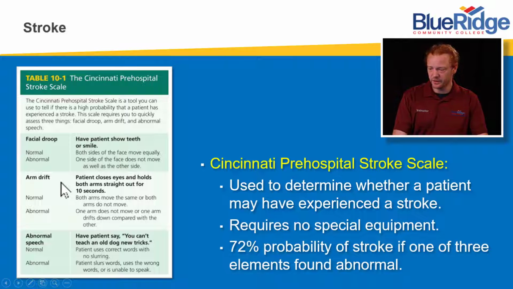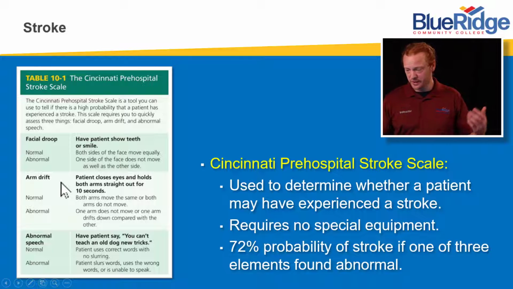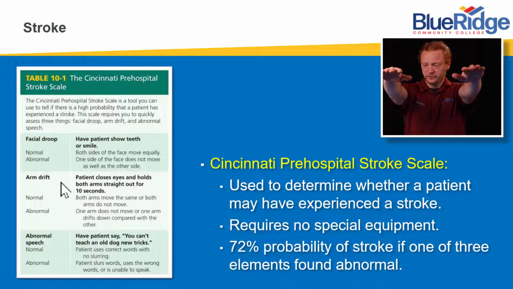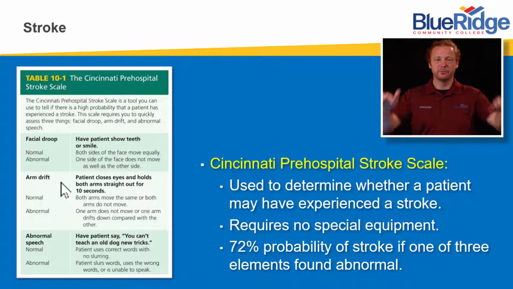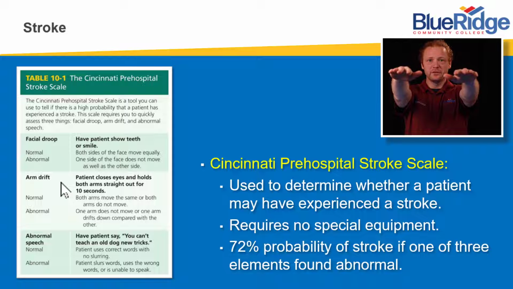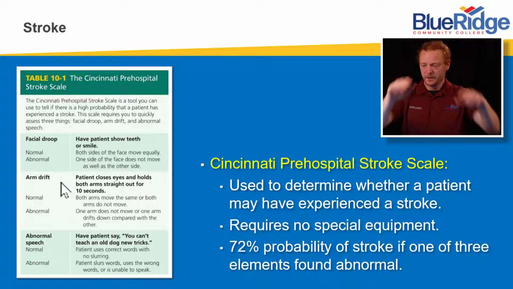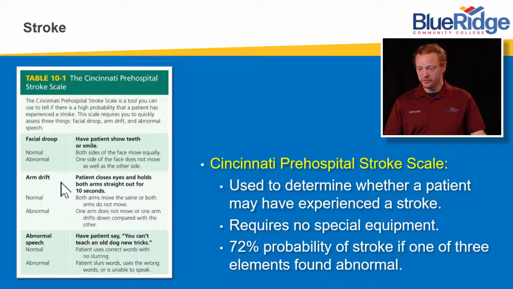Arm drift: have the patient close their eyes and hold both arms straight out for 10 seconds. Typically, I'll tell them, I'm going to raise your hands, close your eyes. I'm going to let go of your hands, but I want you to keep your hands where I put them. If both arms move or stay in the same position, that's normal. If one arm does not move or it drifts down compared with the other, that is considered abnormal.